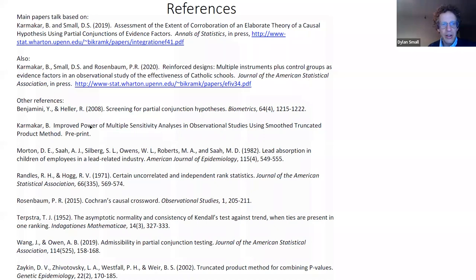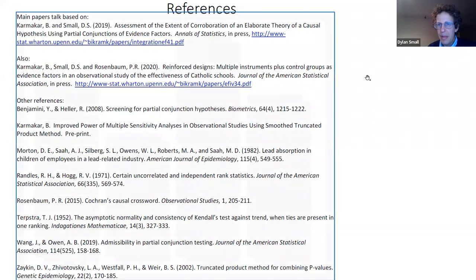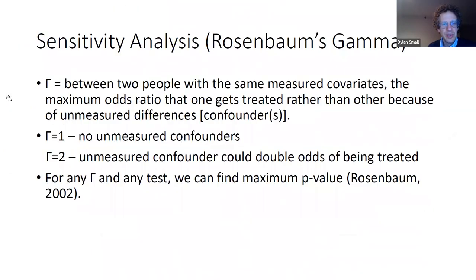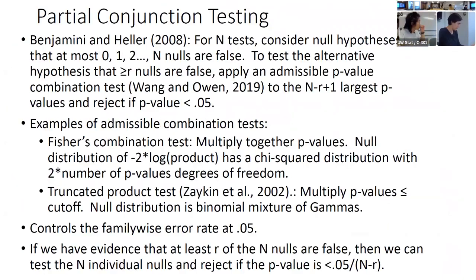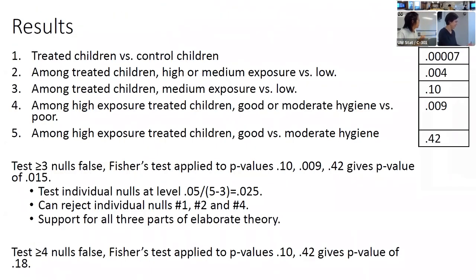So in our setting, consider these two tests. Here you're comparing the treated to the control. Now here you're doing a test that's within the treated, higher or medium exposure versus low. Because one is comparing the whole treated group to the control, and then you're looking within the treated, that's what gives you this independence.